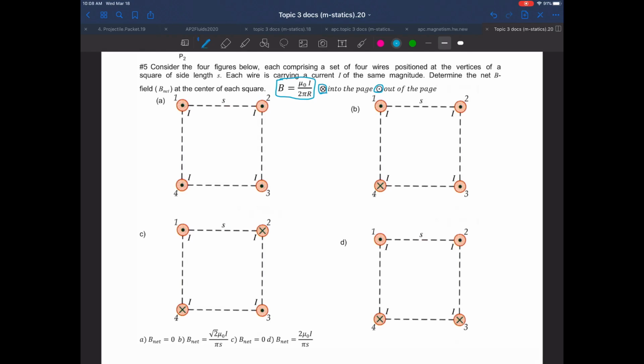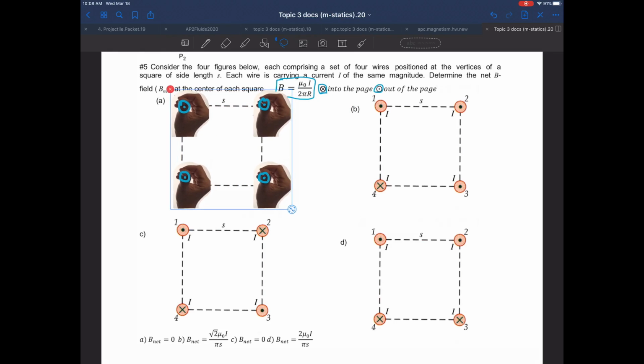So if we take our first one, we're going to take our right hand and put our thumb in the direction of current, and we're going to do that 4 times. So it's going to look like this. 1, 2, 3, 4. And we're going to discover that the magnetic field, tracing our fingers, wraps around each one of these just like our fingers show. And so that magnetic field will change depending on how far away we are. So we're interested in this center point right here.